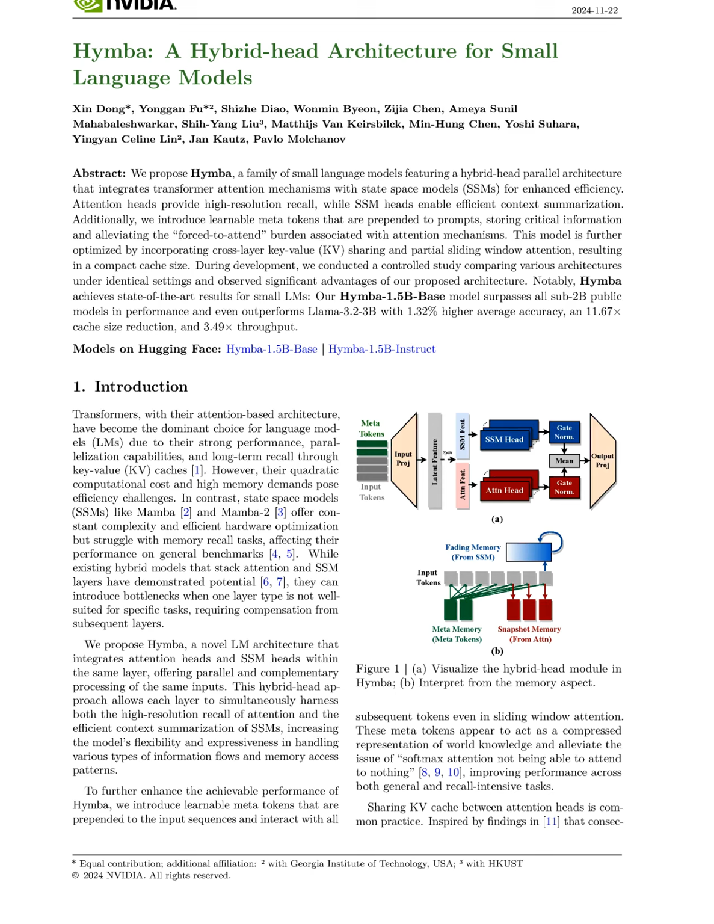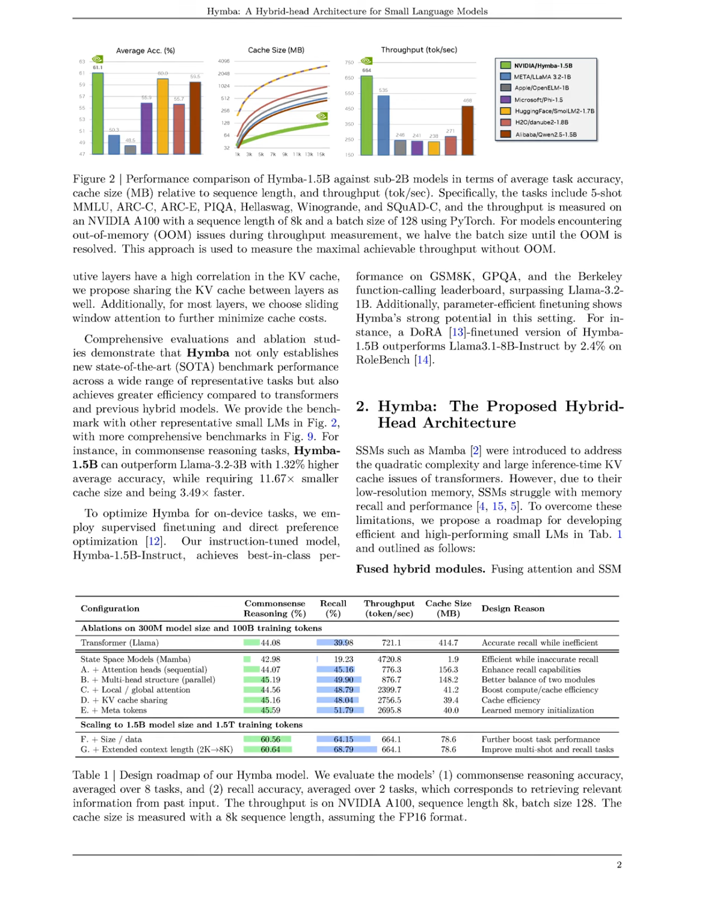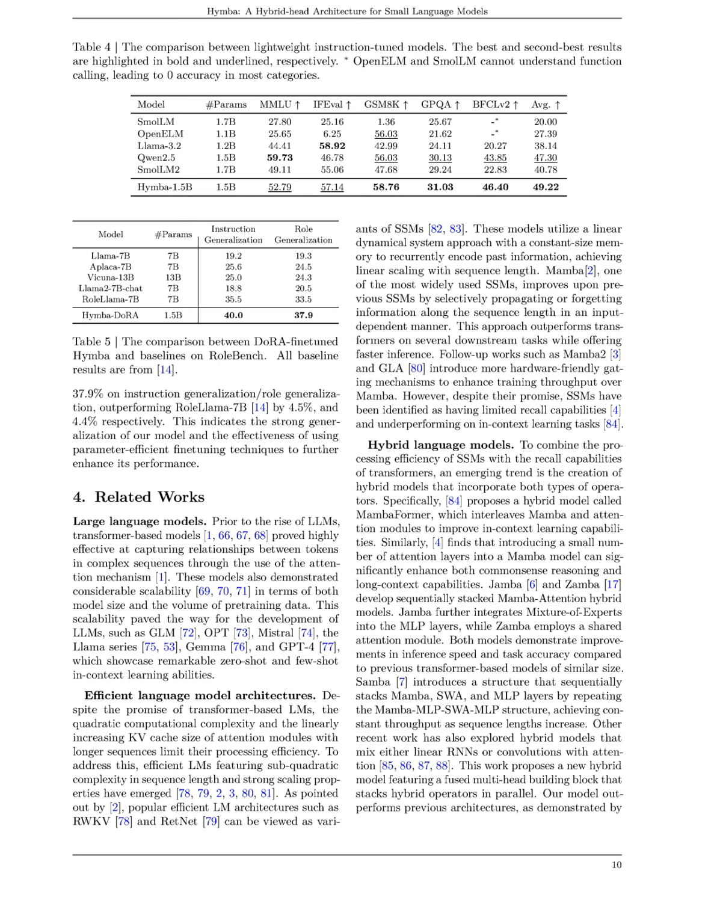Benchmarking metrics focus on accuracy improvements, cache size reduction, and throughput efficiency, with Hymba-1.5B achieving 1.32% higher average accuracy than Llama-3.2-3B, while requiring 11.67 times smaller cache size and being 3.49 times faster. These results, along with detailed ablation studies and comparisons across different architectures, substantiate the claims of performance improvements and demonstrate Hymba's superior efficiency and effectiveness in handling various tasks.